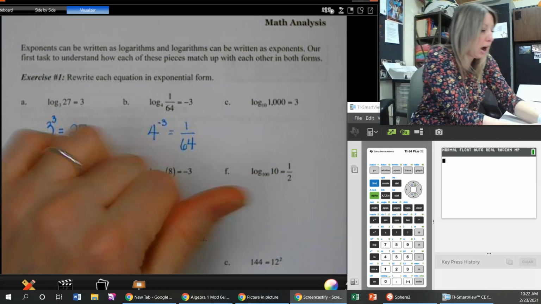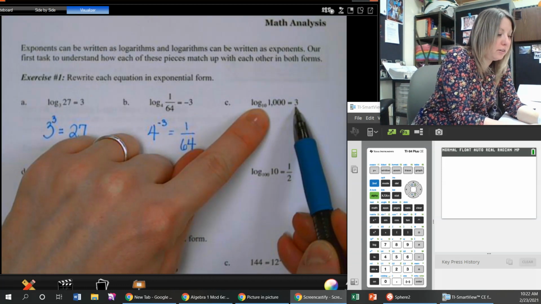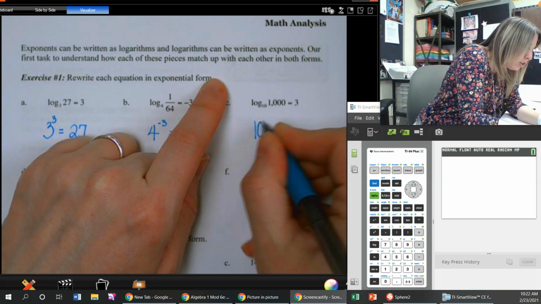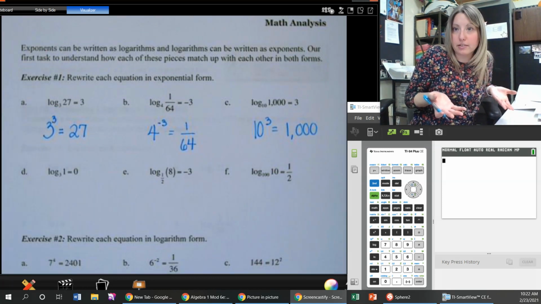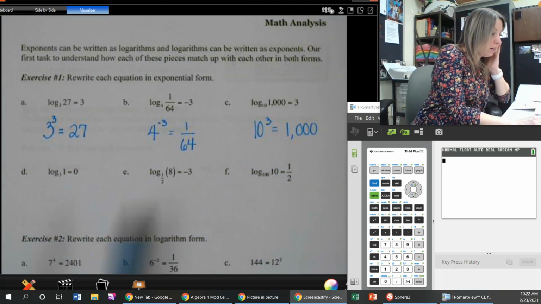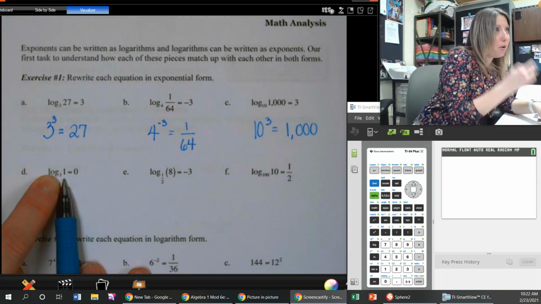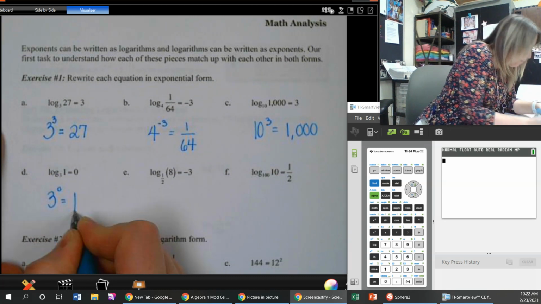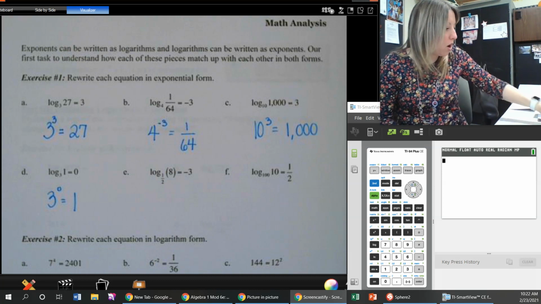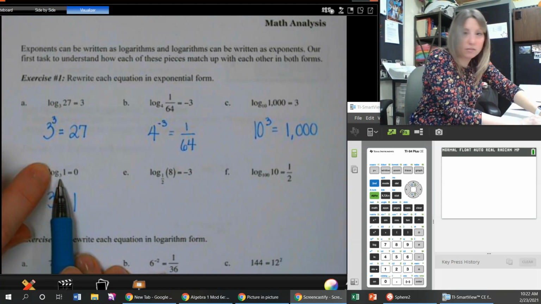10 to the what power equals 1,000? 10 times 10 times 10, or 10 cubed is equal to 1,000. Makes sense. 3 to the what power equals 1? Well, anything to the 0 power equals 1, including 3. So you can have 1 here, right? You just can't have one here.